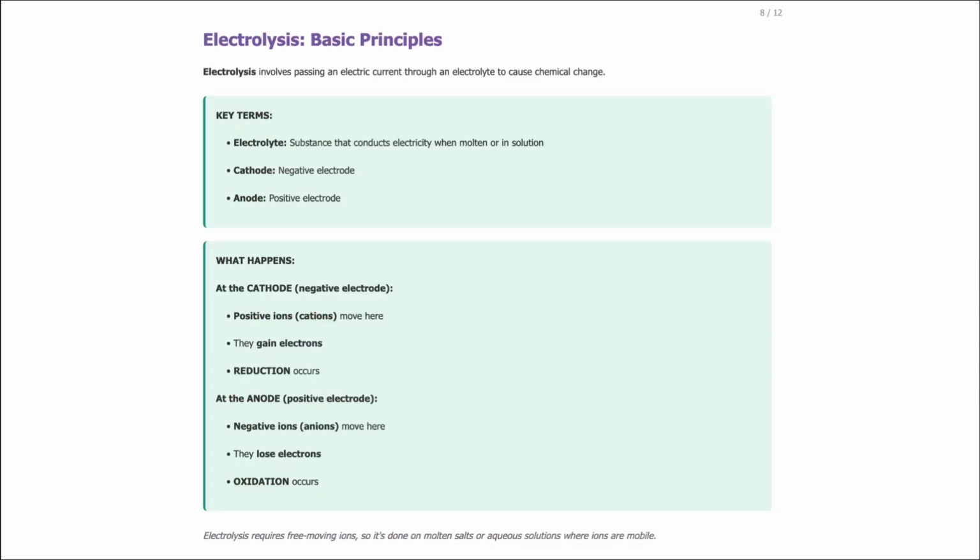Electrolysis splits compounds using electricity. Cations gain electrons at the cathode, where reduction occurs, and anions lose electrons at the anode, where oxidation occurs. The process requires free moving ions, so electrolysis is done on molten salts or aqueous solutions where ions are mobile.